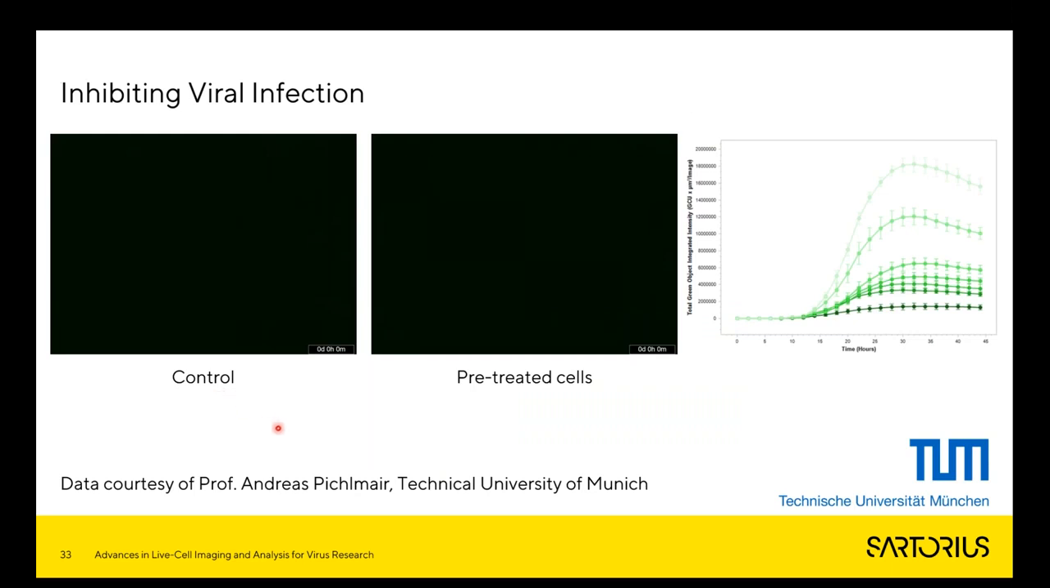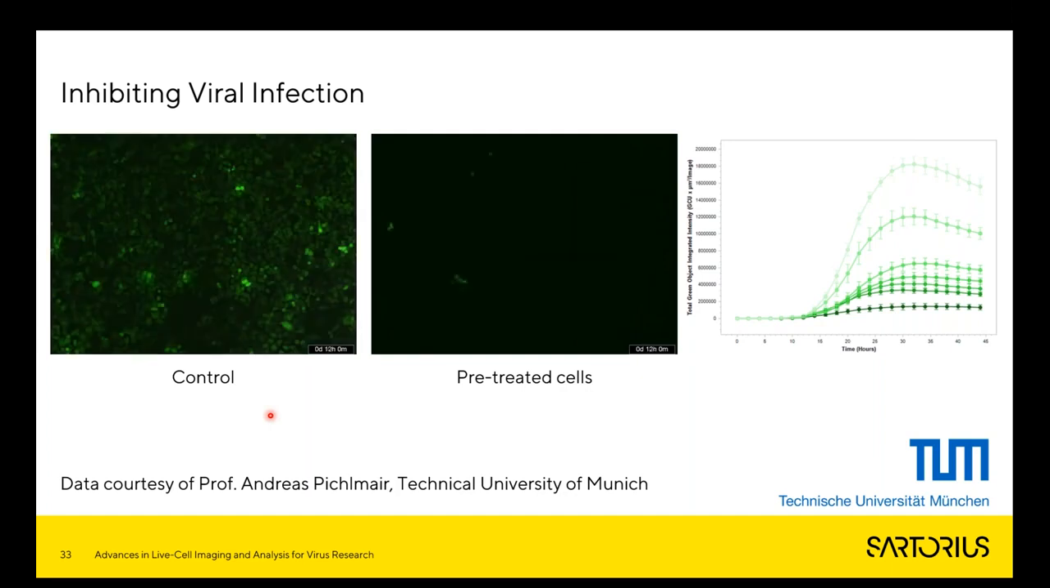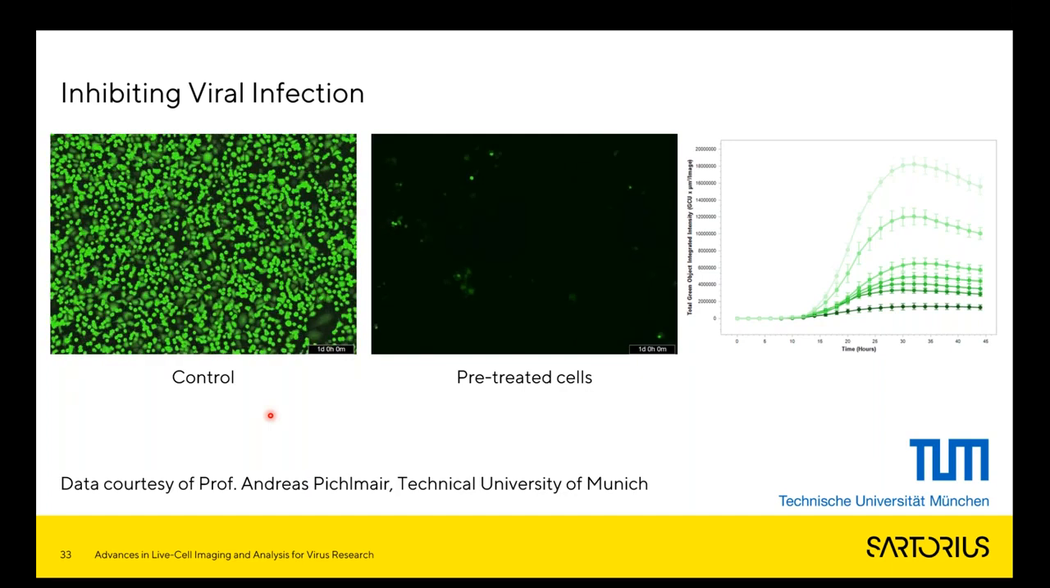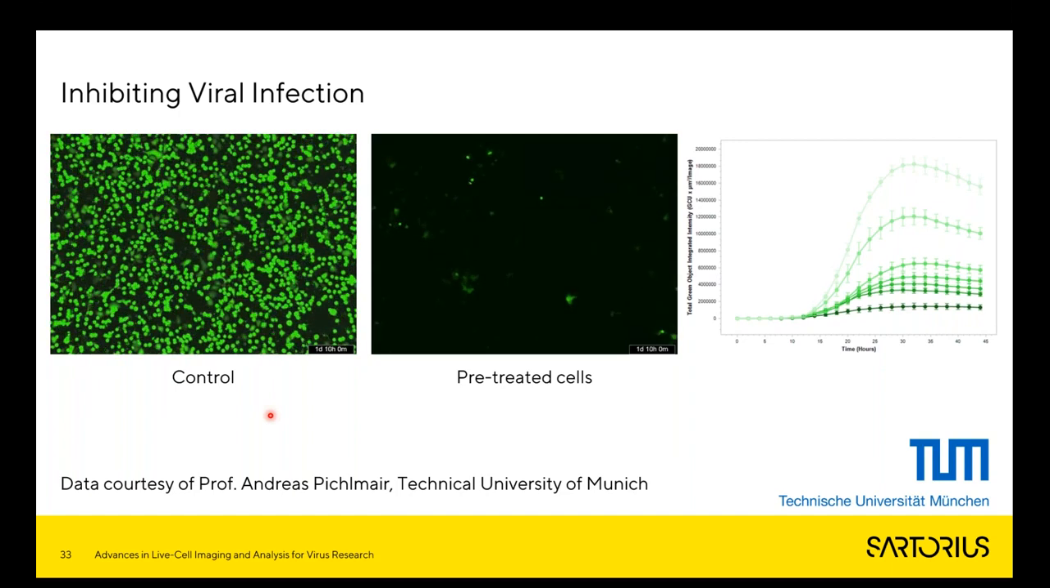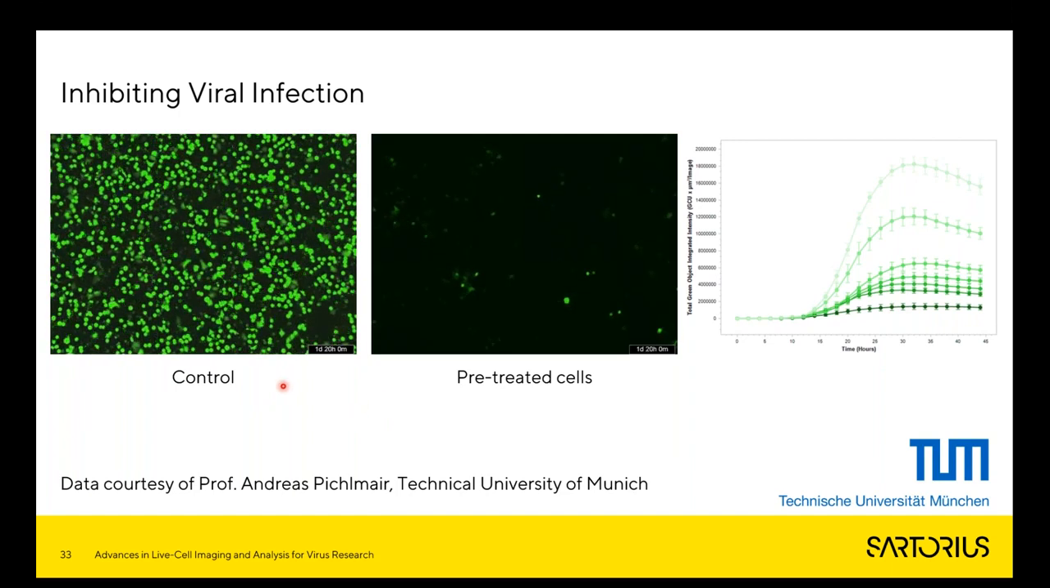So one of the emerging trends in virus research is related to the identification of factors to inhibit viral infection. Researchers at the Technical University of Munich were able to conduct a functional assay in which they pre-treated their host cells with a specific cytokine. And then they used a GFP-tagged virus to infect the cells. What they saw in these two videos was that cells pre-treated with the specific cytokine were actually protected from being infected with this GFP-tagged virus.